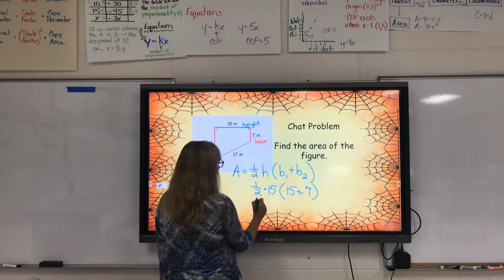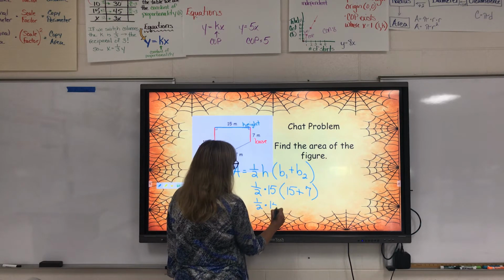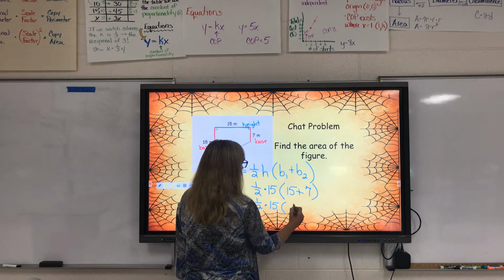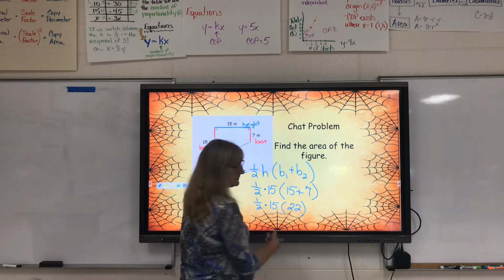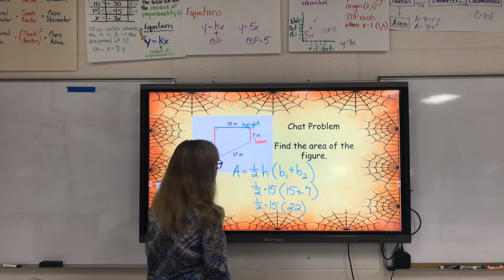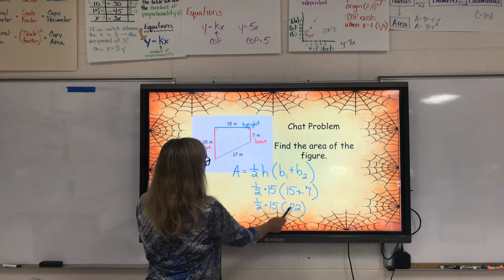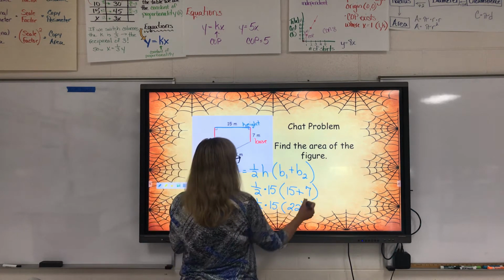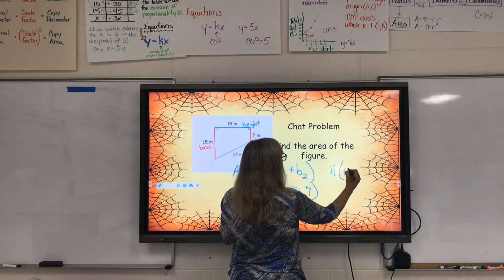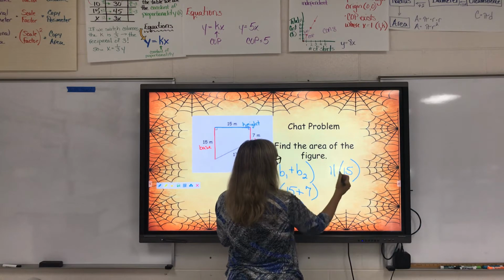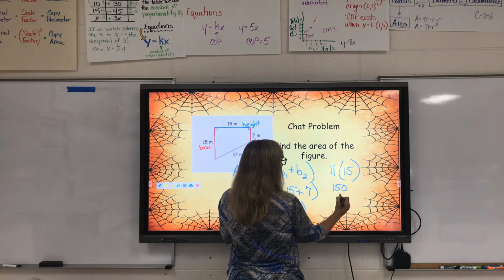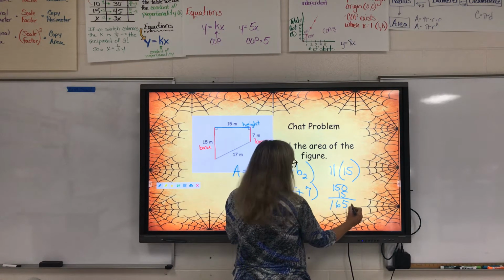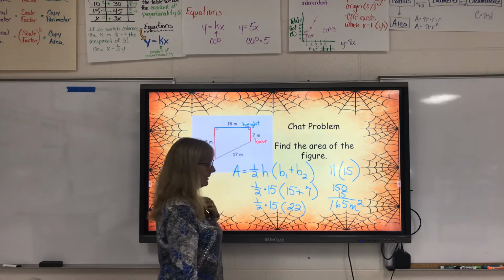Okay, so we got 1/2 times 15 times, let's see, 15 and 7 is 22. Did I do that right? All right, so half of 22 is 11. So now we have 11 times 15. So 10 times 15 is 150, and then add another 15 to it. 165 meters squared.